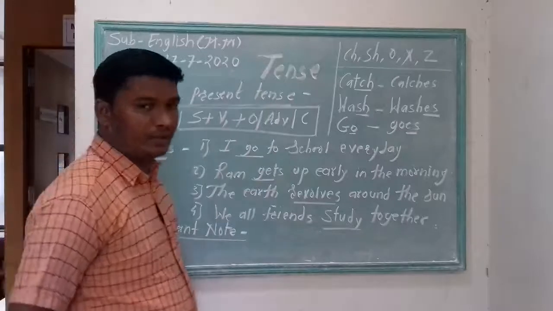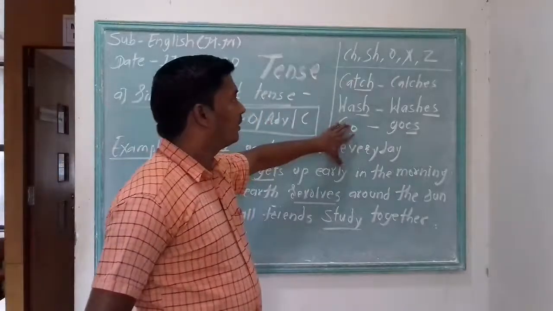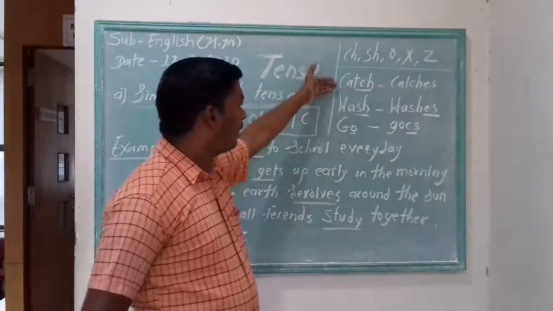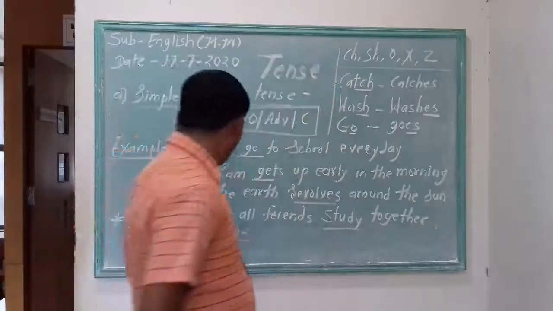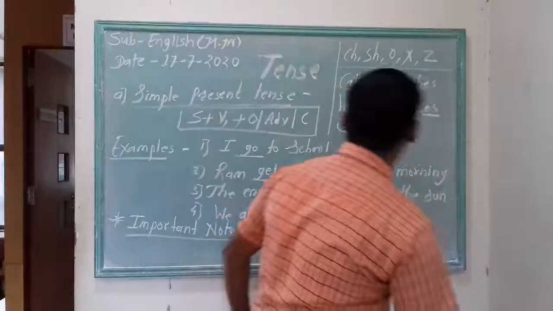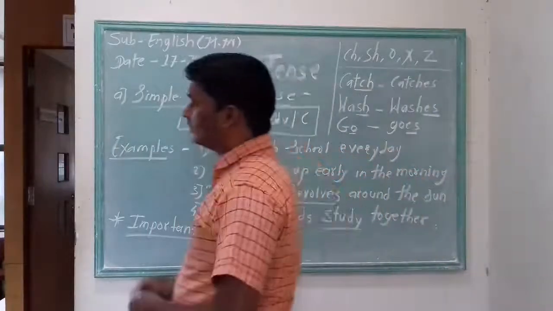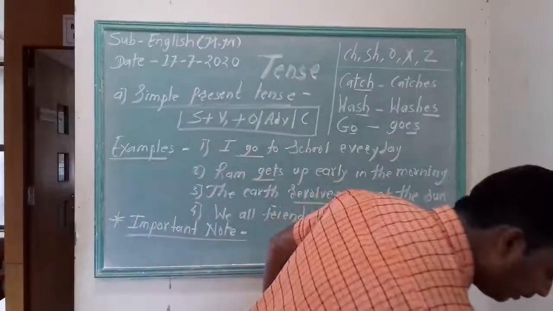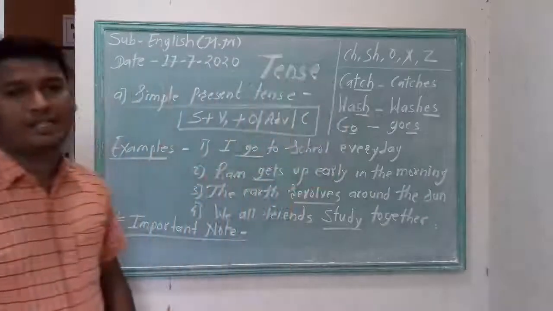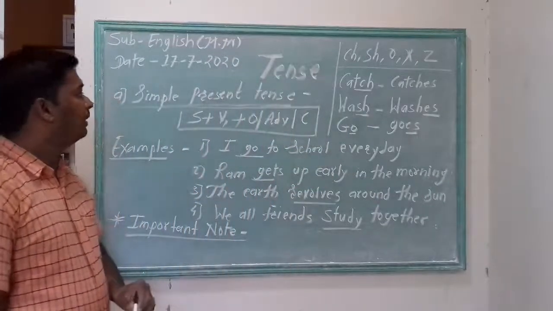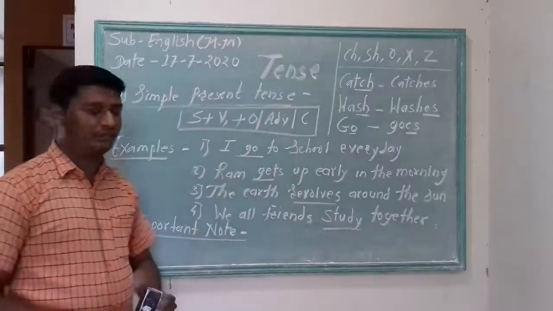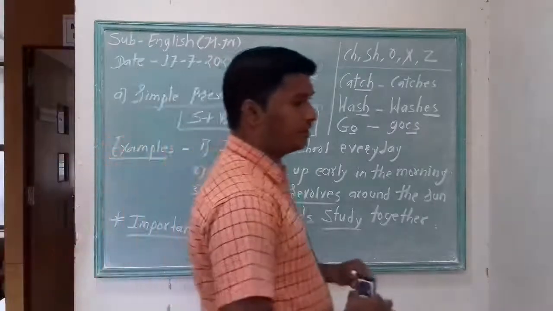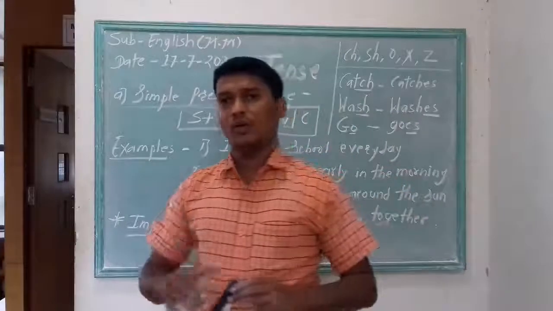After that, note these three examples: catch, wash, go, catches, washes, and goes. Here, first simple present tense has been completed. Now I am starting present continuous tense. Write down that part. In this way, we shall learn all subkinds one by one.